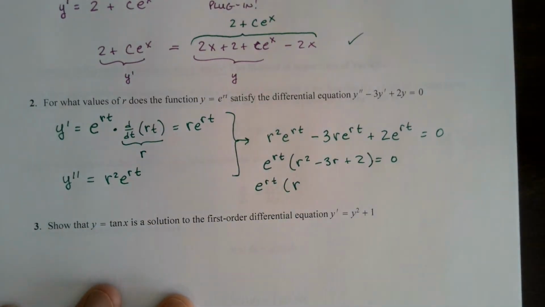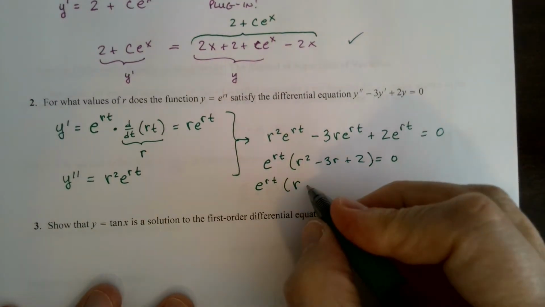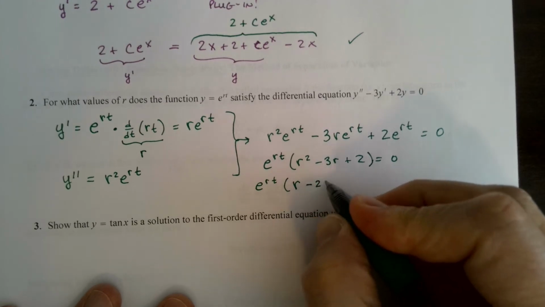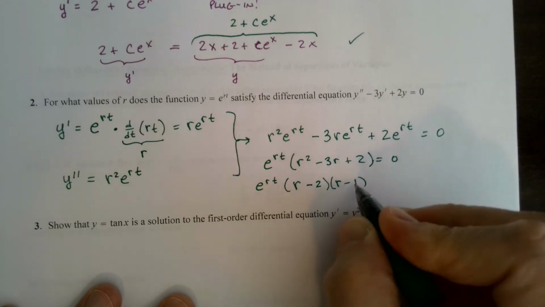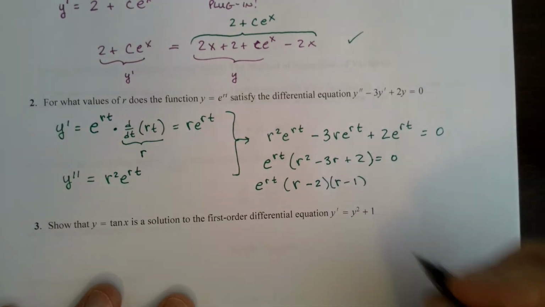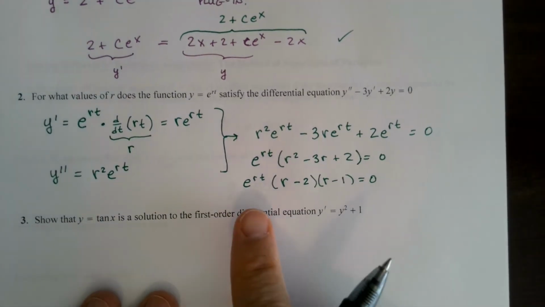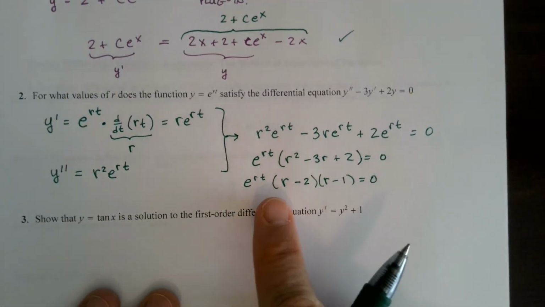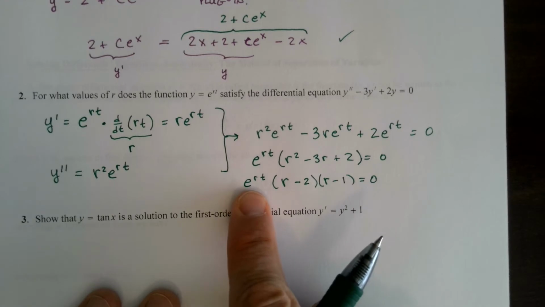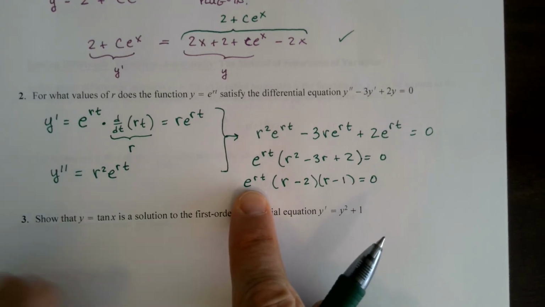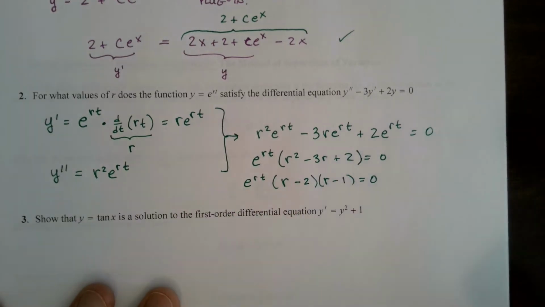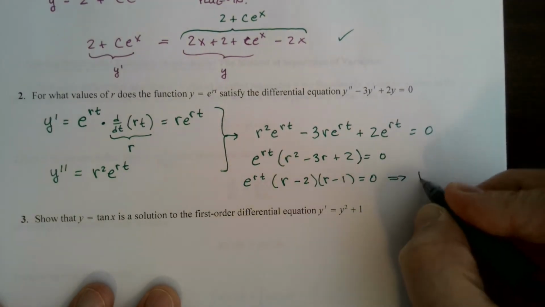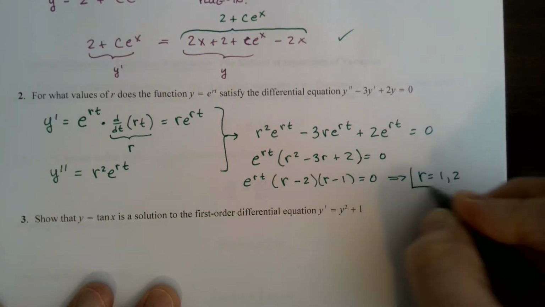It factors as r minus 2 times r minus 1, right? Negative times negative to get to positive, right? Negative 2 times negative 1 is positive 2. The sum adds to negative 3. And so now that I have a product of three things equal to 0, then we know one of these things has to be 0. E to the rt is always a positive output, right? The range is all real numbers greater than 0. So r minus 2 is 0 when r is 2, and r minus 1 is 0 when r is 1. So our answer is, these are the values of r.